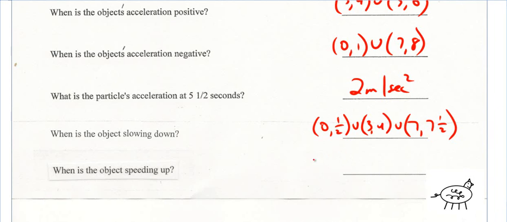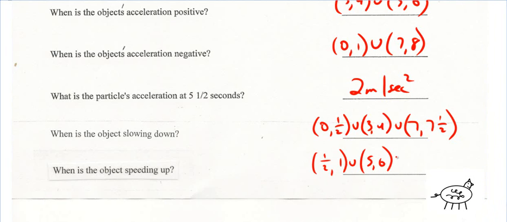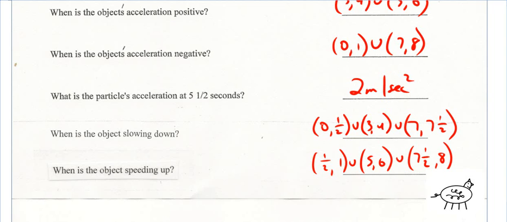And when am I speeding up? Speeding up between 1/2 and 1, union 5 and 6, union 7.5 and 8. Okay, so that's when I'm speeding up. All right, let's move on to the next page.